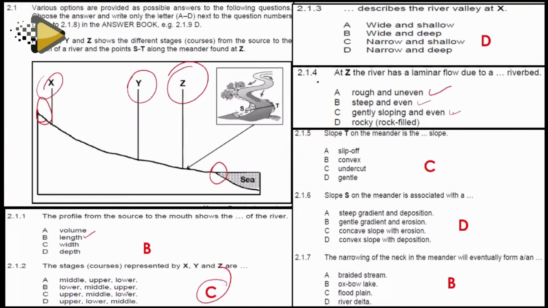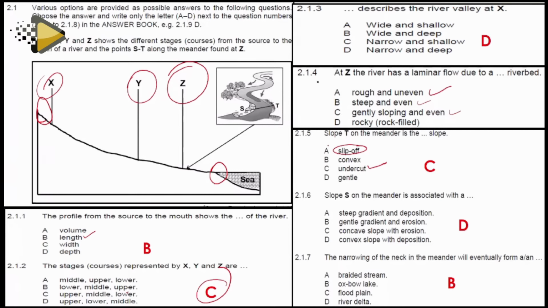Slope T on the meander is the what slope? Slope T. So you can see slope T here is deeper, showing that there is more erosion at T. There is more erosion at T because water is moving faster at T. So slope T is going to be called an undercut slope, and slope S will be called a slip off.